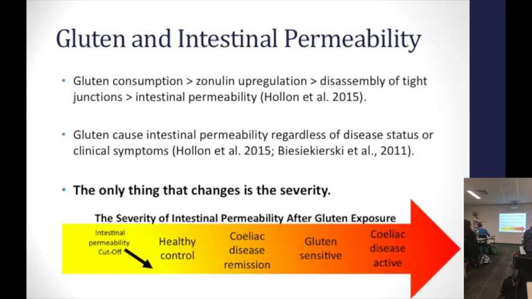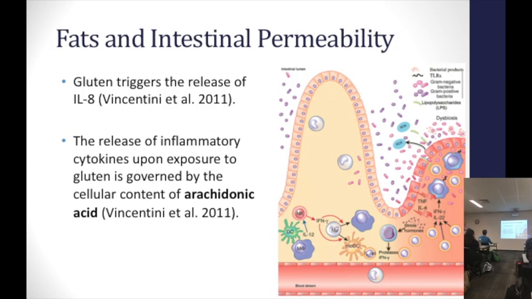You can see here, severity at the very end. So when we expose individuals with active celiac disease, they have the highest severity degree of intestinal permeability, closely followed by gluten sensitivities, and then celiac disease in remission, and then healthy control. Right here's the cutoff point. So the cutoff point is, does someone have intestinal permeability, or does someone not have intestinal permeability? And so yes, gluten exposure contributes to intestinal permeability. Did I convince you? Not yet, okay.